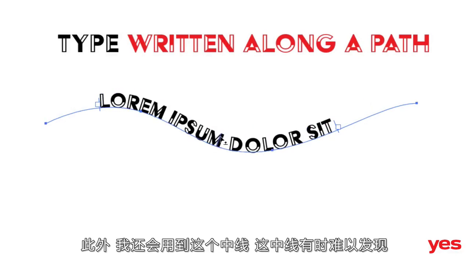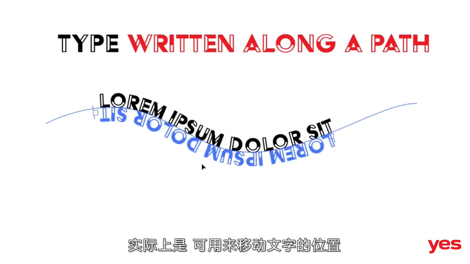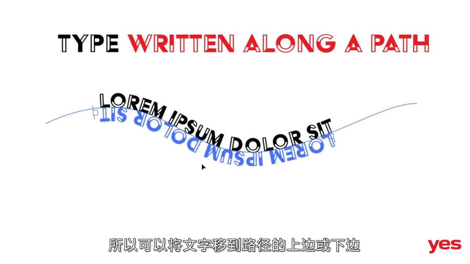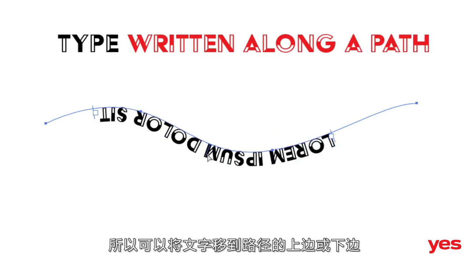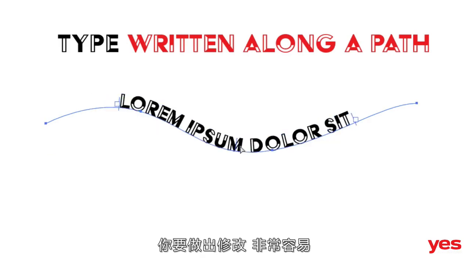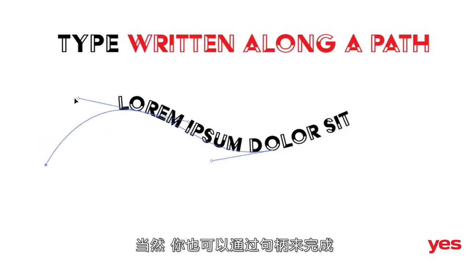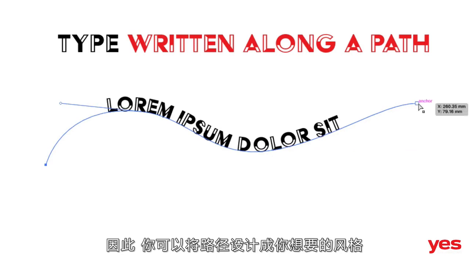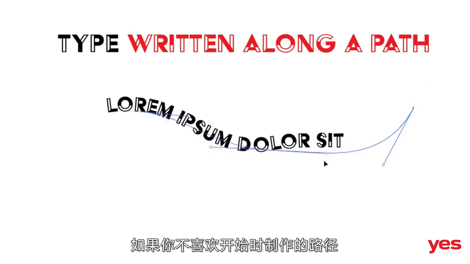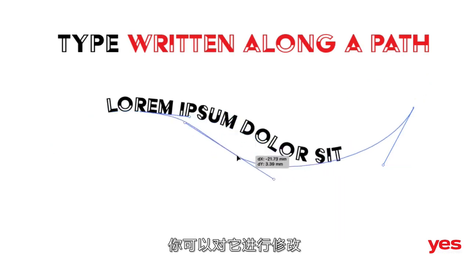And another thing I can use this center line for, which is sometimes hardly visible, is to actually switch where the text is written. So above or below the path. So that's also quite useful. You can amend that quite easily. And I mentioned that you can still change the shape of the path. All you have to do is to select anchor points on the path to be able to adjust that. And of course you have your handle points as well, so you can really customize how you want your path to look. So if you don't like the way it was set up originally, you can start amending it.